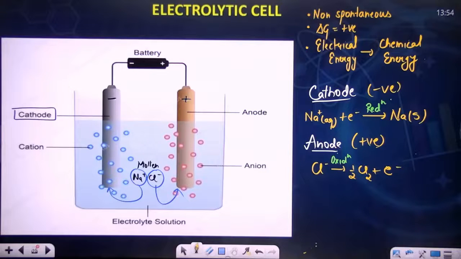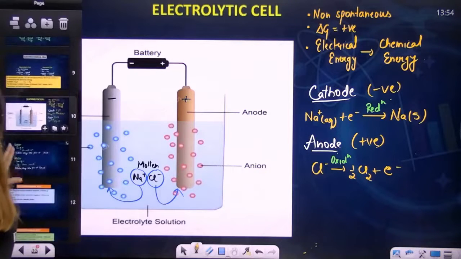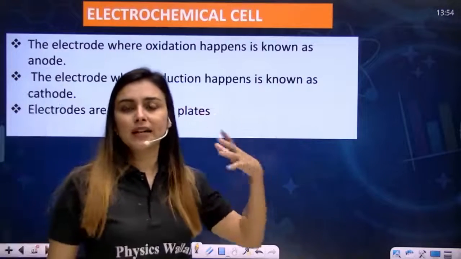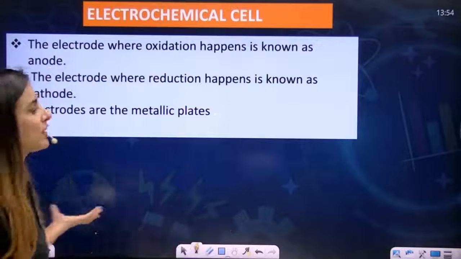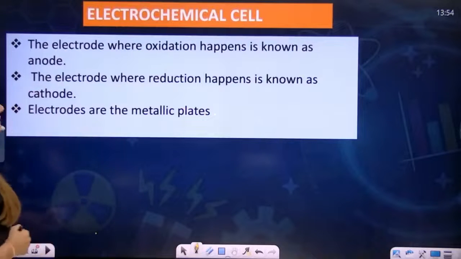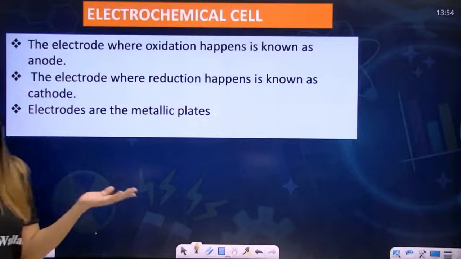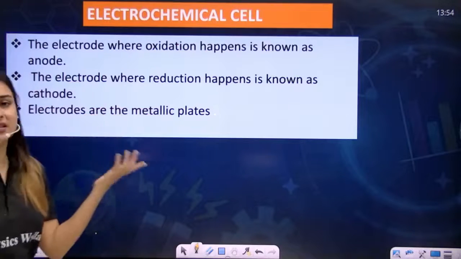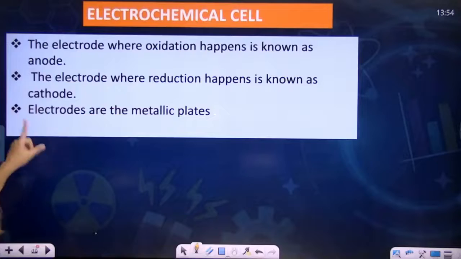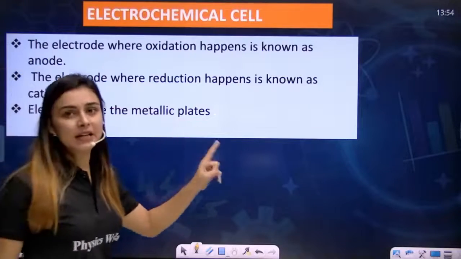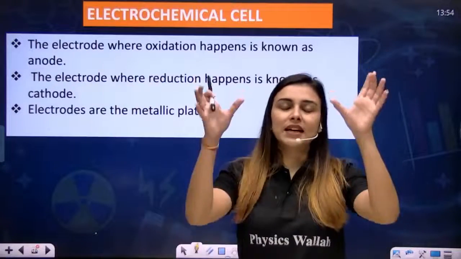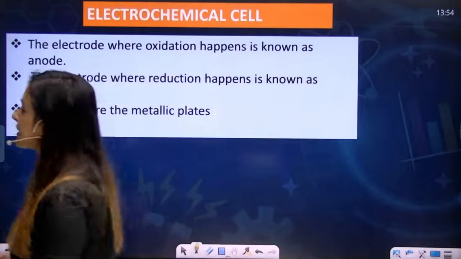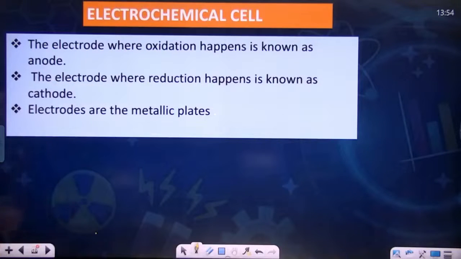Okay, I hope you've written it. Now, whatever we have studied is written here. If you want to write all the definitions, you can pause the video and write it. The electrode where oxidation happens is known as anode. The electrode where reduction happens is known as cathode. Electrodes are the metallic plates. One of them is anode and one of them is cathode. So pause the video, write it, and then we'll move forward.